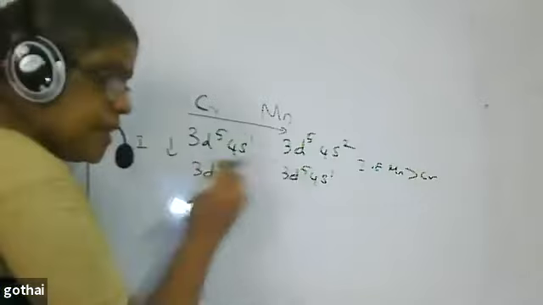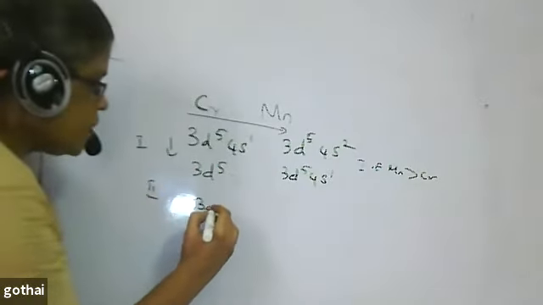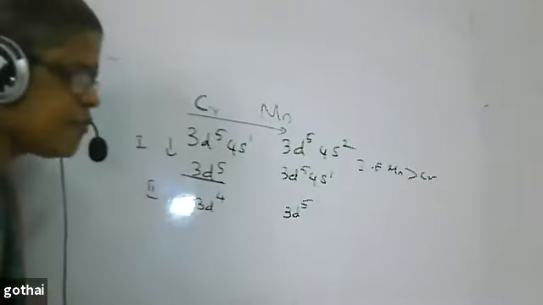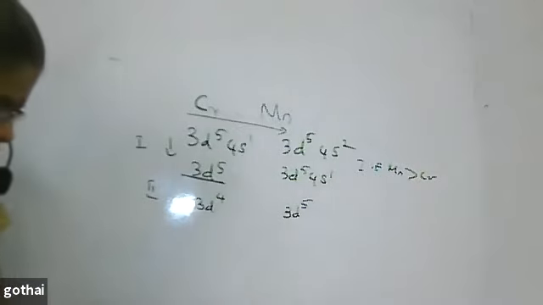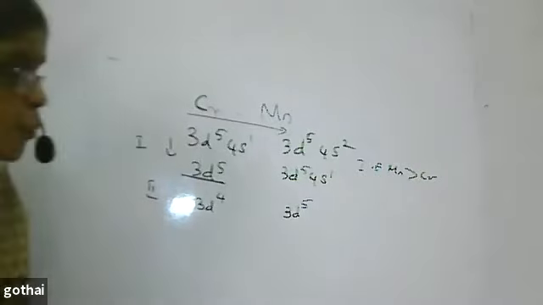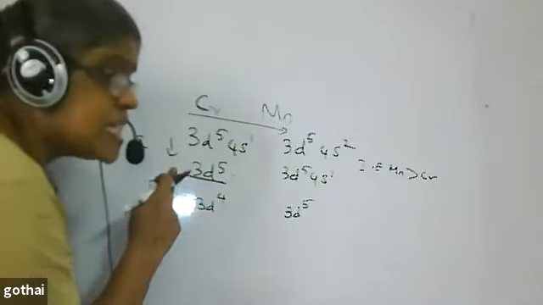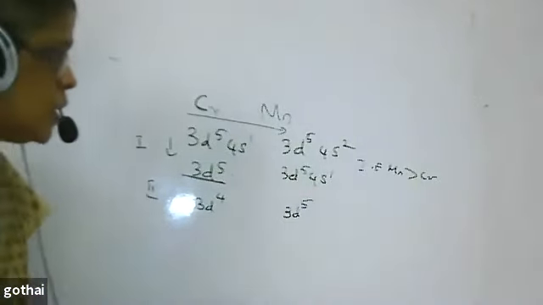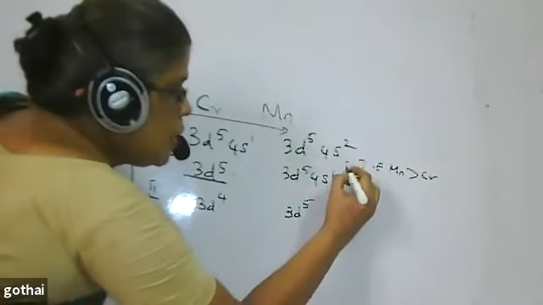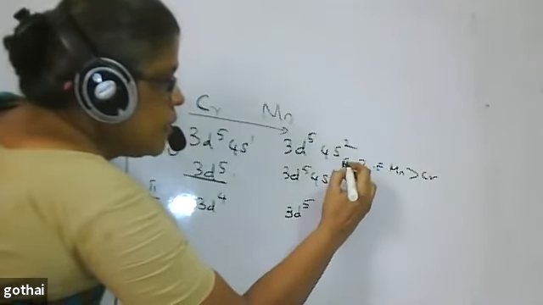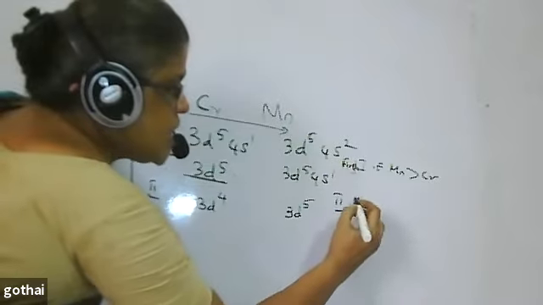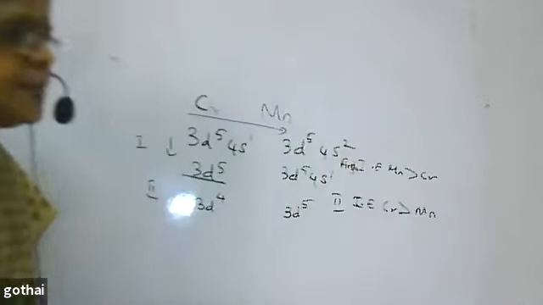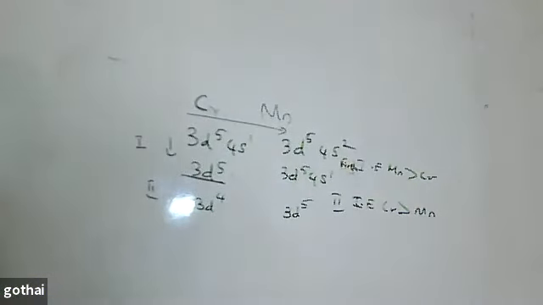I am comparing between this and this. The second ionization enthalpy of chromium has to give 3d4, and this one has to come to 3d5. But 3d5 is a half-filled stable configuration, so removal of an electron from a half-filled stable configuration is very difficult. The other is ready to give one electron to attain the stable configuration. So for the second ionization enthalpy, which one will be greater? Chromium will be greater than manganese.